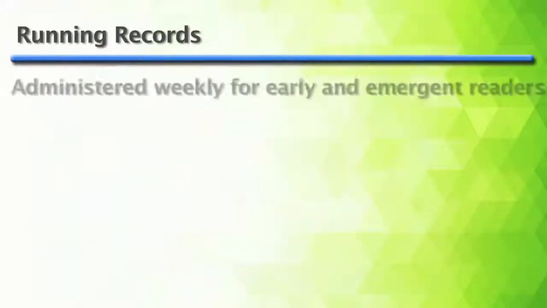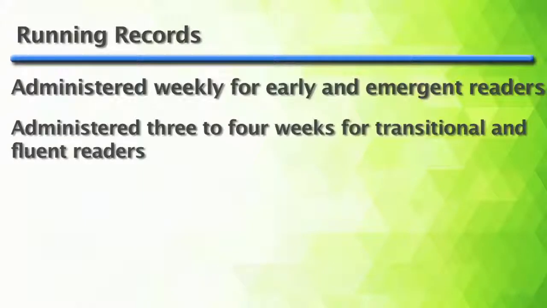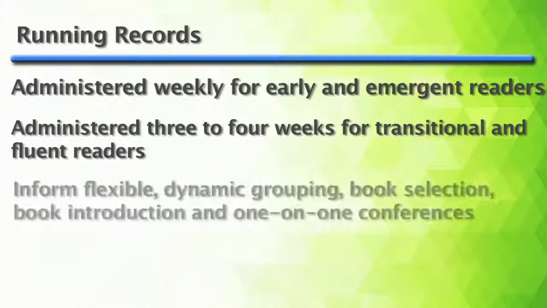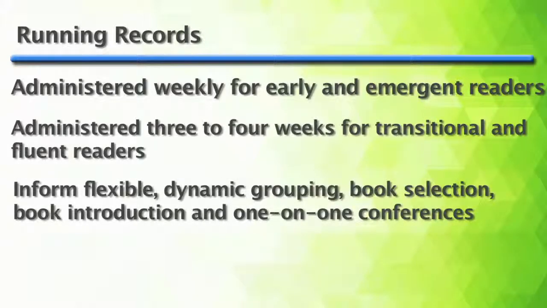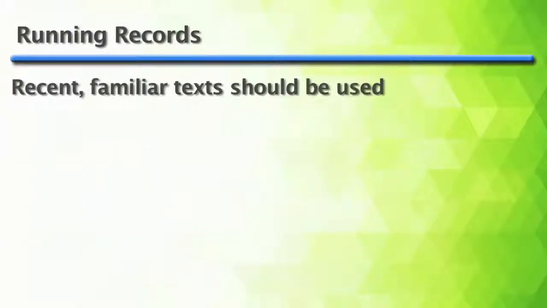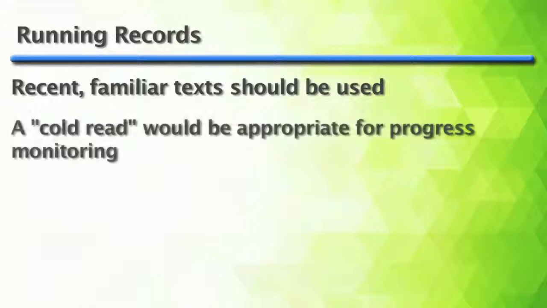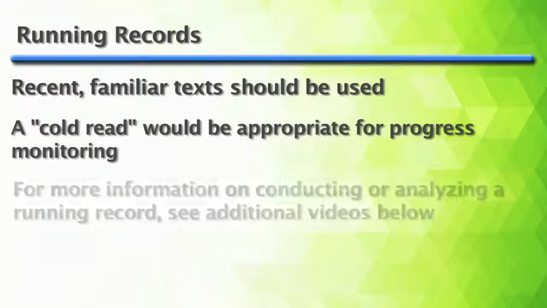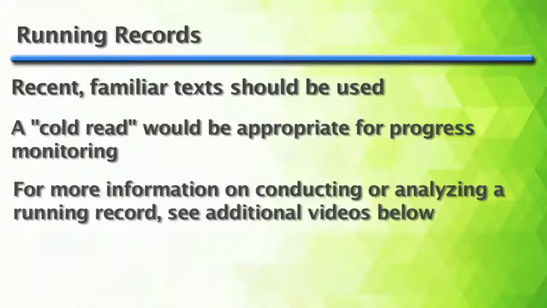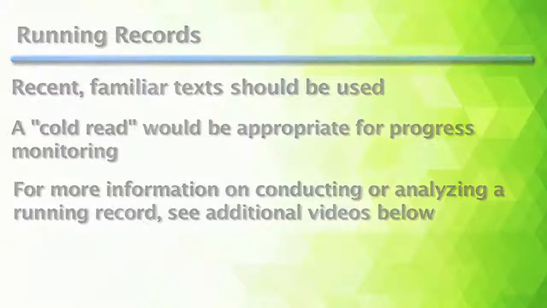Running records should be administered weekly for students who are early and emergent readers, and every 3 to 4 weeks for transitional and fluent readers. These running records help with flexible, dynamic grouping, as well as help with book selection, book introductions, and one-on-one conferences. Recent familiar text should be used for running records. A cold read would be appropriate for progress monitoring to determine growth and flexible grouping. If you need further assistance with conducting or analyzing running records, please see the additional resource videos below.